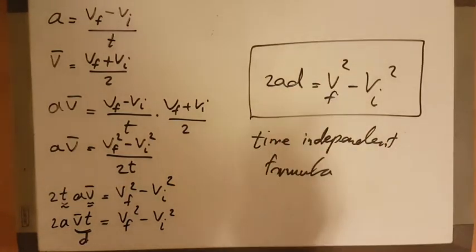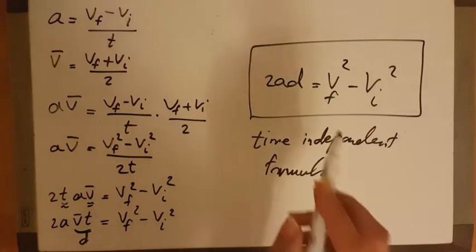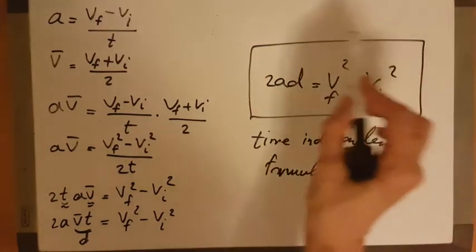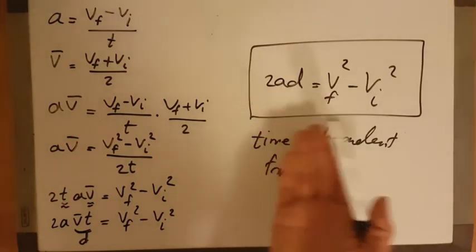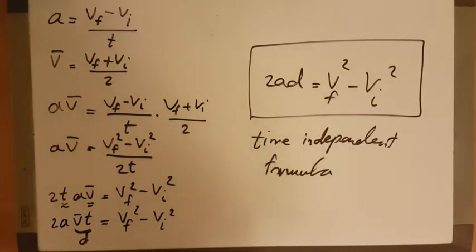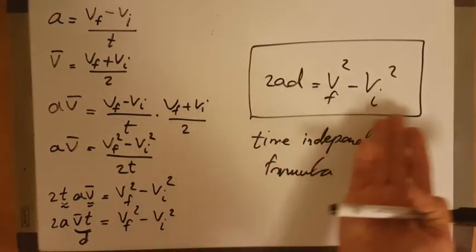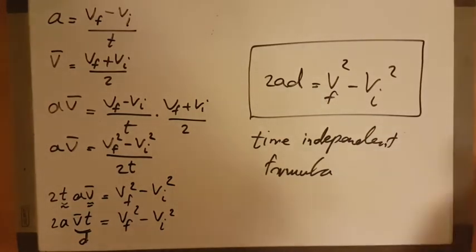Why do I call this the time independent formula? Because in the problems that they don't give us time and they don't ask for time, as you can see, time doesn't exist in this formula. So this formula is giving me so much information except the time. In many problems, time is not given and time is not asked for. And the easiest way to solve those problems is to use this time independent formula. As you can see, time does not exist in this formula.